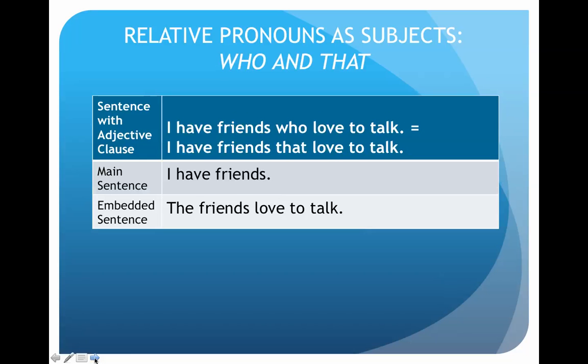Here's the same thing in the plural. I have friends who love to talk. I have friends that love to talk. Those sentences are both the same. And I'm embedding this sentence into this sentence.